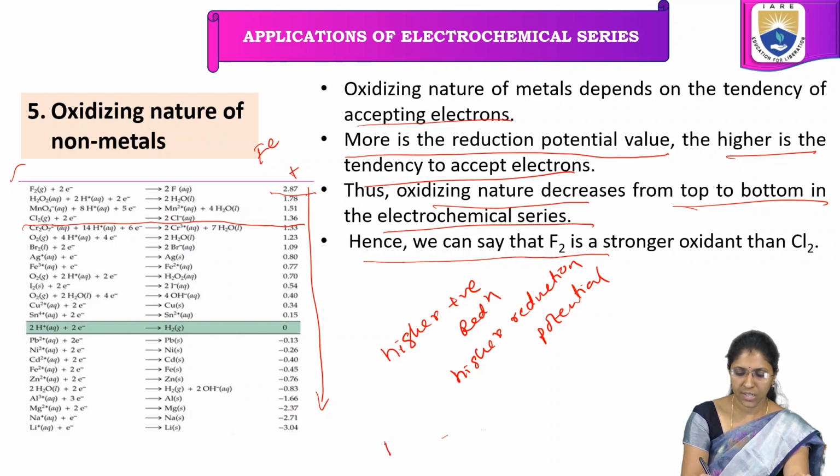If we take fluorine and chlorine, we can say that fluorine is the stronger oxidizing agent than chlorine because chlorine has a lower reduction potential than fluorine. That's why fluorine is a stronger oxidizing agent than chlorine.